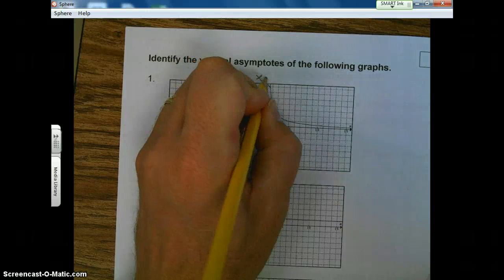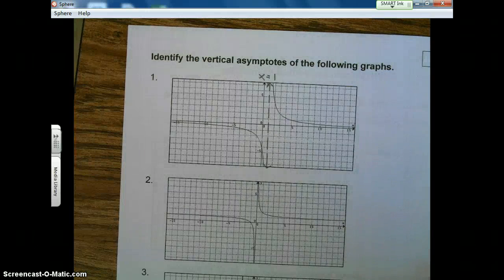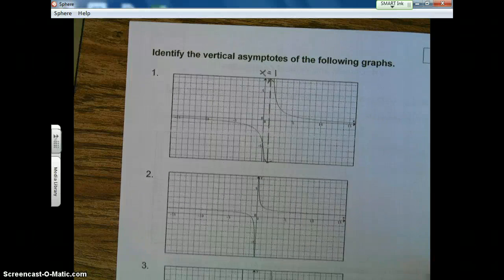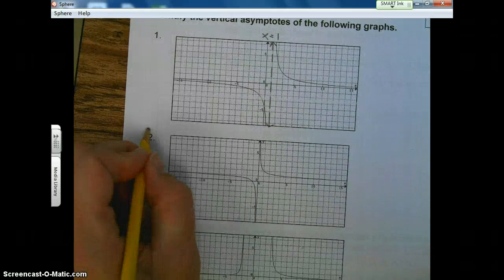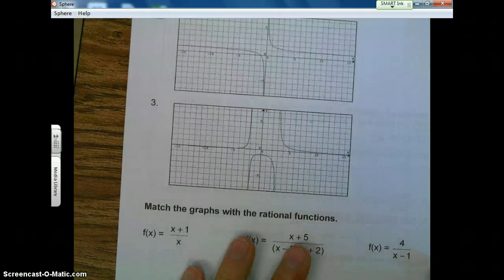Okay, let's go ahead and write the equation. That would be x equals 1. X equals 1. Okay, you would do number 2. Let's take a look at number 3.